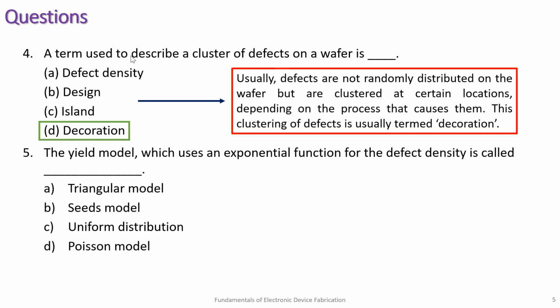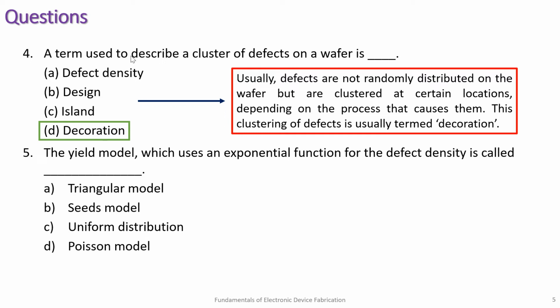The yield model which uses an exponential function for the defect density is called. As I already mentioned, we have different yield models to relate our yield, that is the sorting yield, to the defect density, the size parameters, etc. For defining these, we have different mathematical models: triangular model, Seeds model, uniform model, Poisson's distribution, etc. Which of these models uses an exponential function for the defect density?